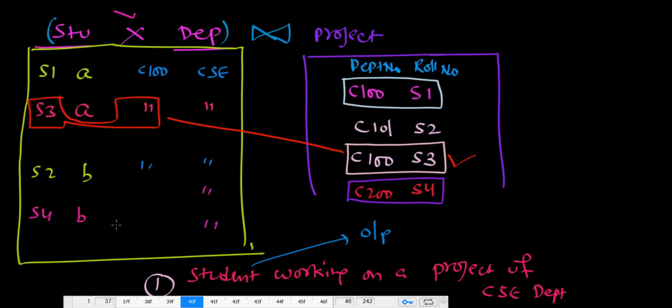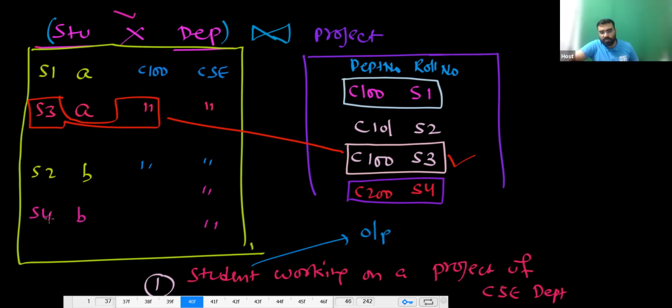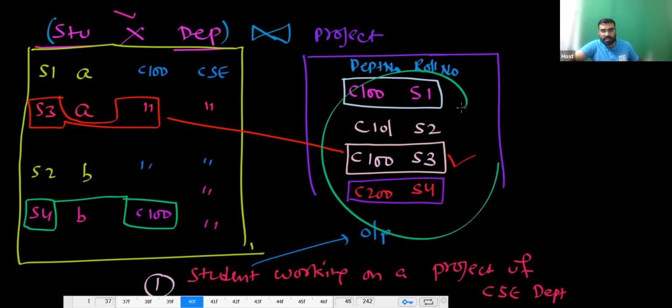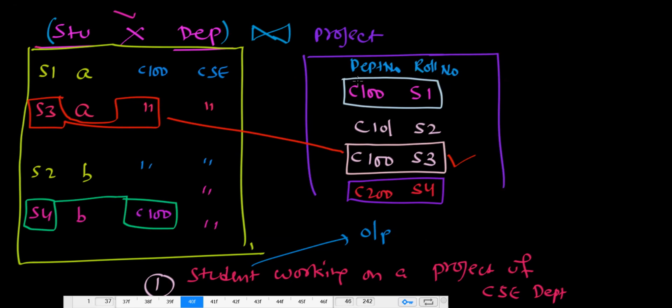Yes, sir. Okay, so now see, what will happen is that he will definitely match here, but this will not match. See, now this will not match with anyone here. So he will not come in the output. S4 will not come in the output. Are you getting my point, Nikhil? Sir, I'm lost here. S4, C200. Okay, I'll look into it, sir.